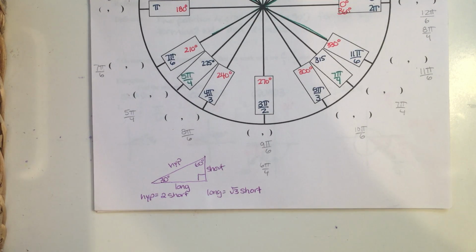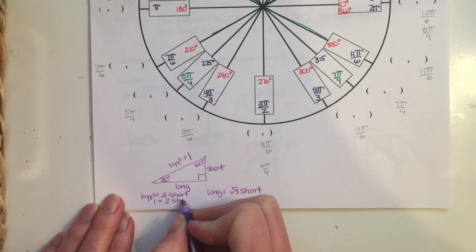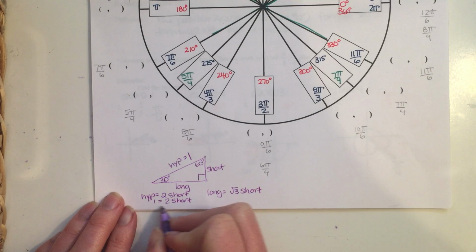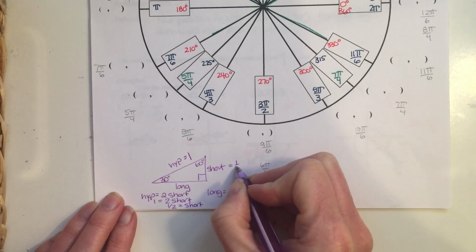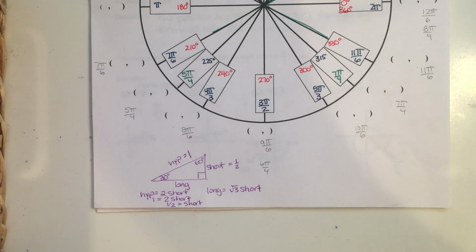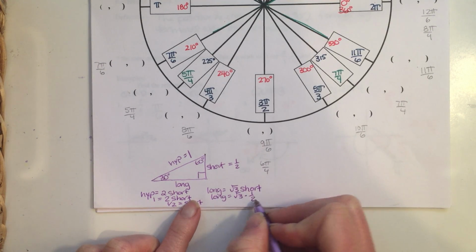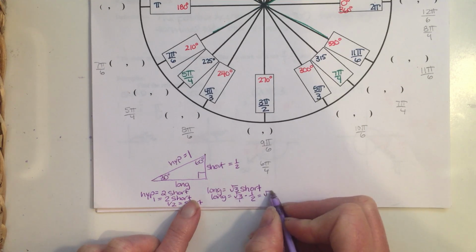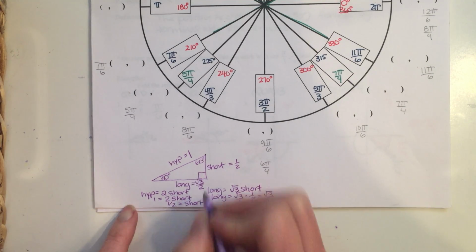So let's hypothetically say that our hypotenuse is equal to 1. We're going to use the hypotenuse equal to 1. So what would the other sides be? Well, if the hypotenuse was 1, for my short side I would divide both sides by 2, and I would get that 1/2 equals my short side. So this would be 1/2 in length. If my short side was 1/2, then my long side would equal rad 3 times 1/2, or rad 3 over 2. So this length would be rad 3 over 2.